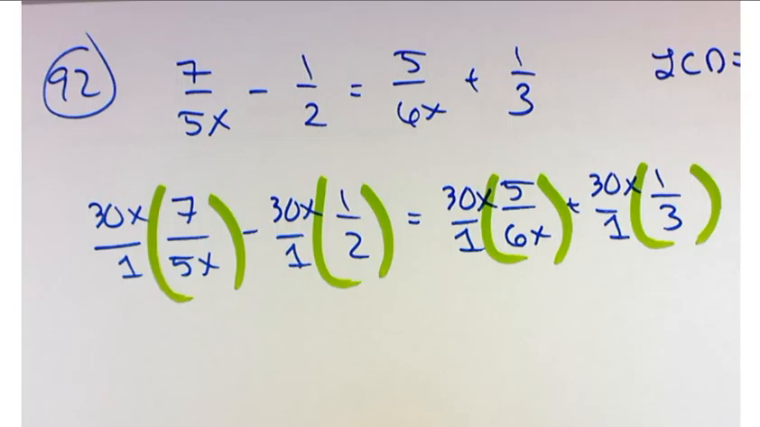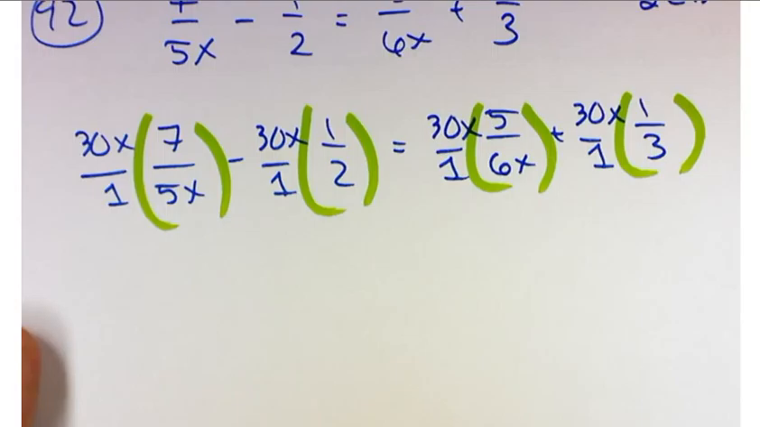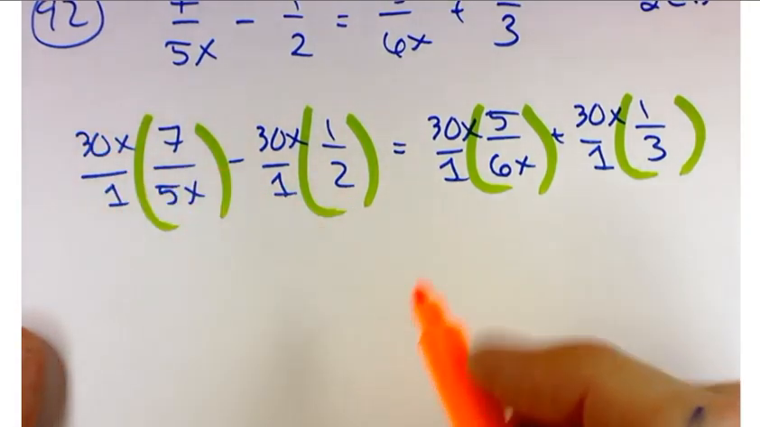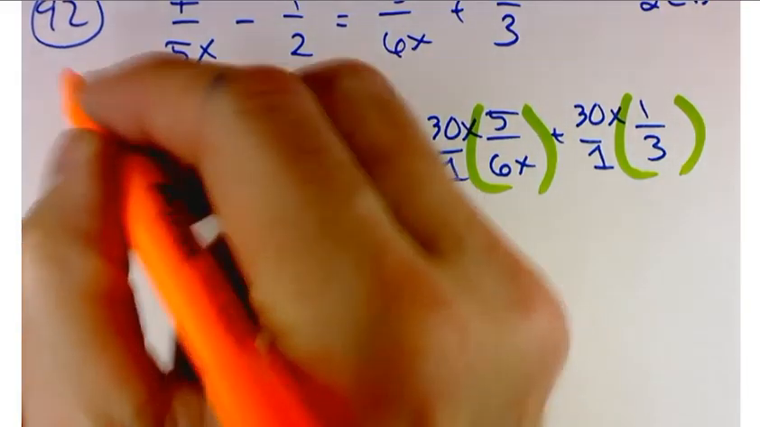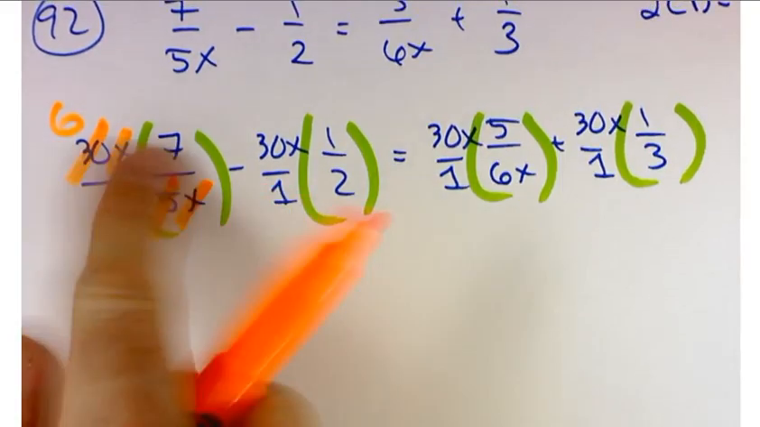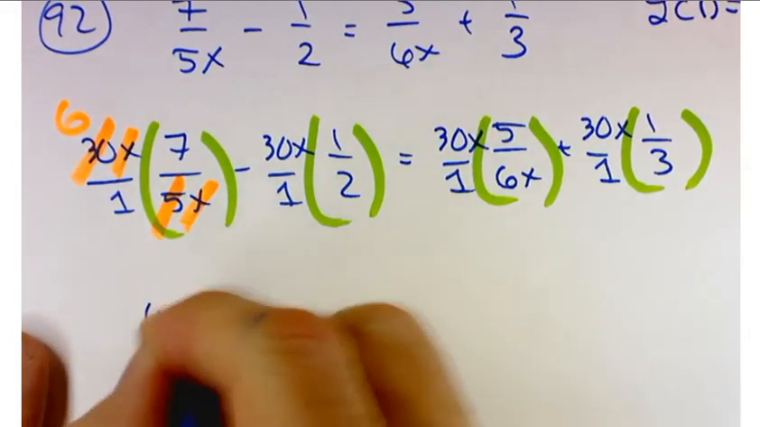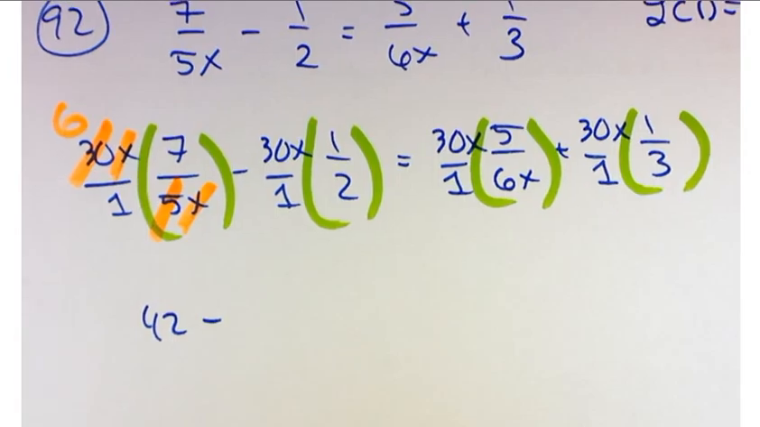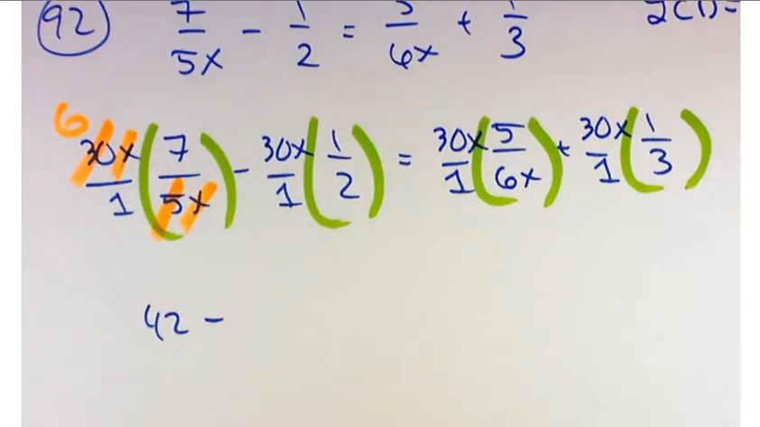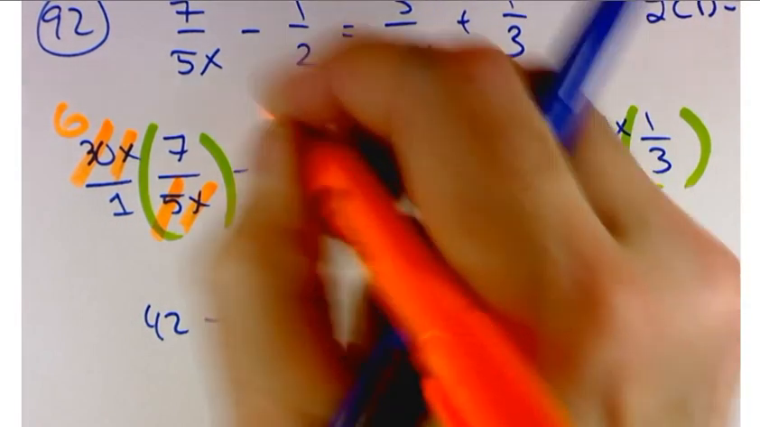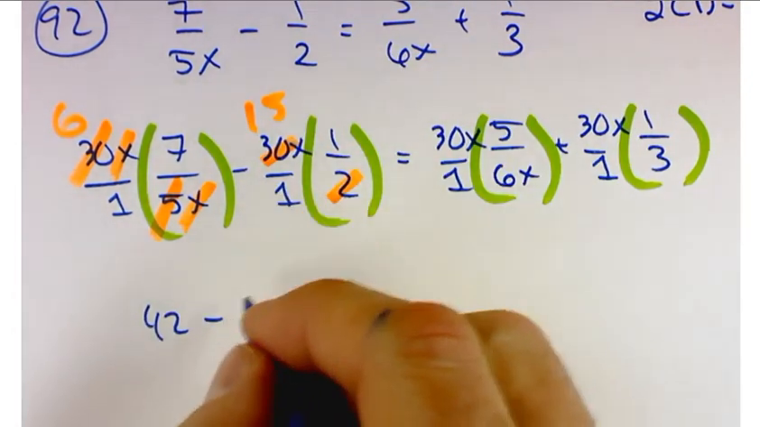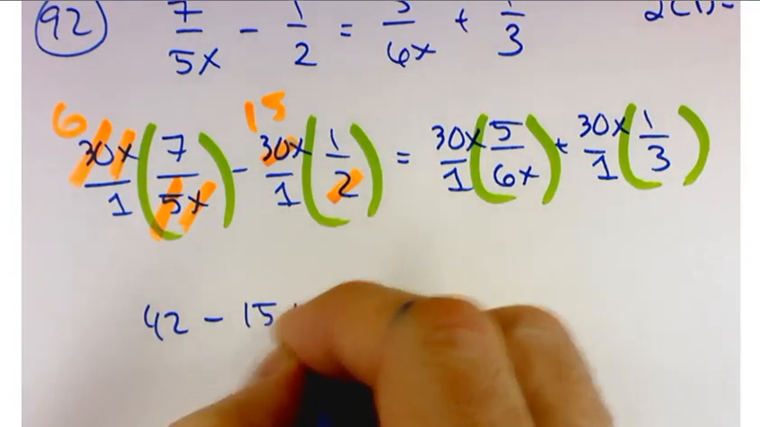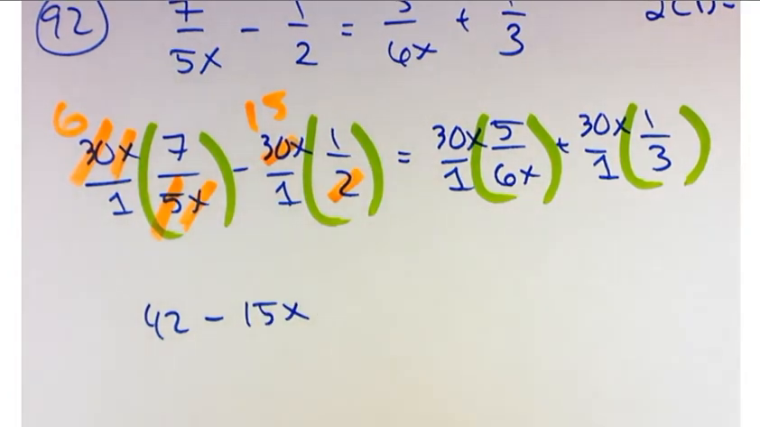Kyle, what cancels from the first two? x's. Anything else? Good. 5 goes into 30 6 times. 6 times 7 will be 42. So 42. Good. Let's keep going. Go ahead. 2 cancel. Good. 2 goes into 30 15 times. So 15 times 1 is just 15. x is still here though, right? Good. How about the right-hand side of the equation?